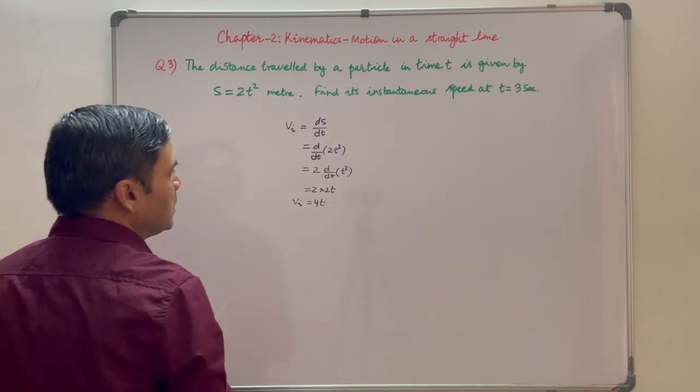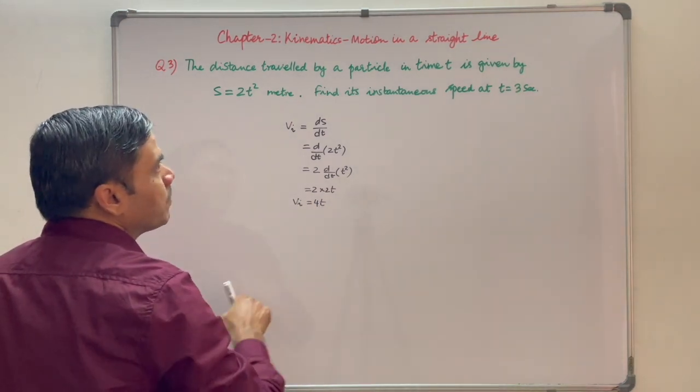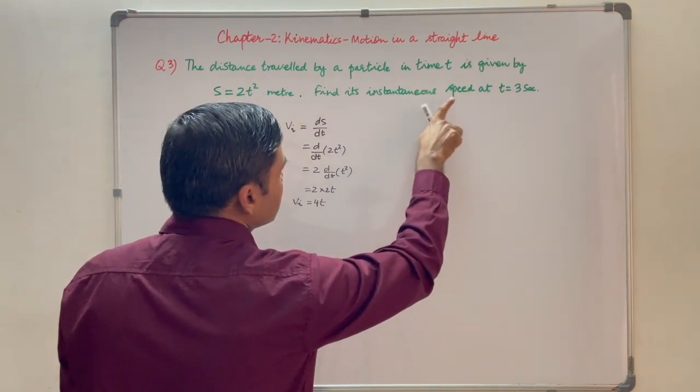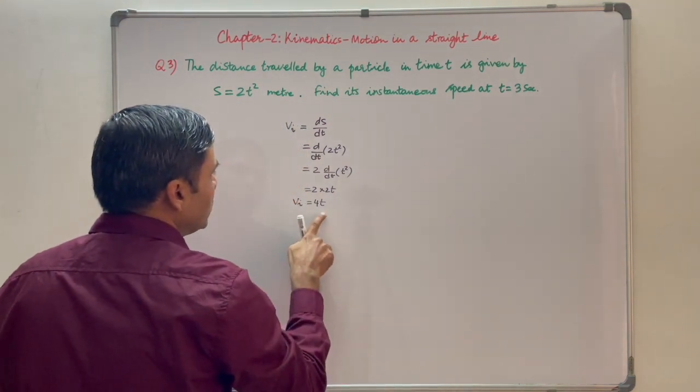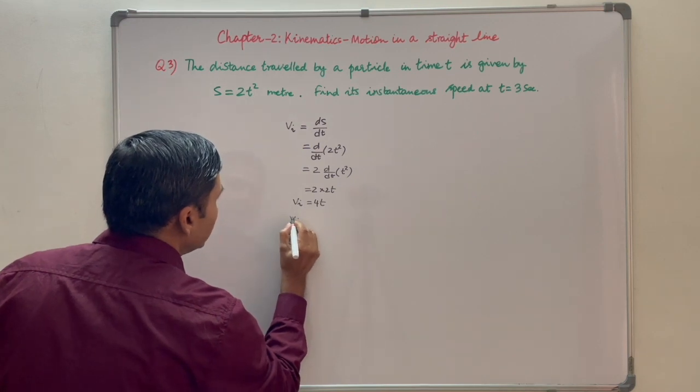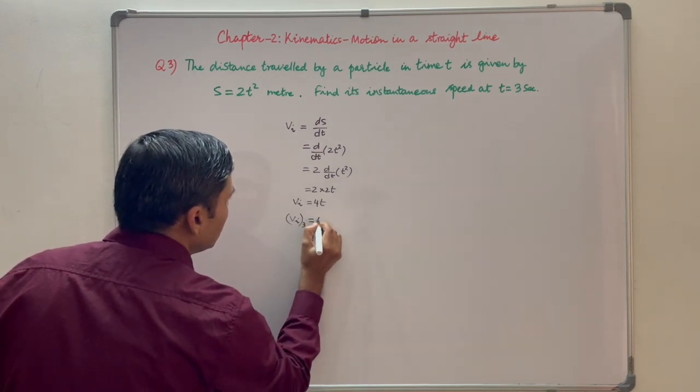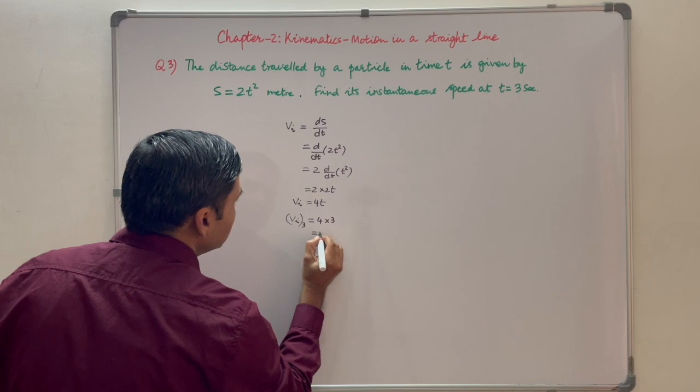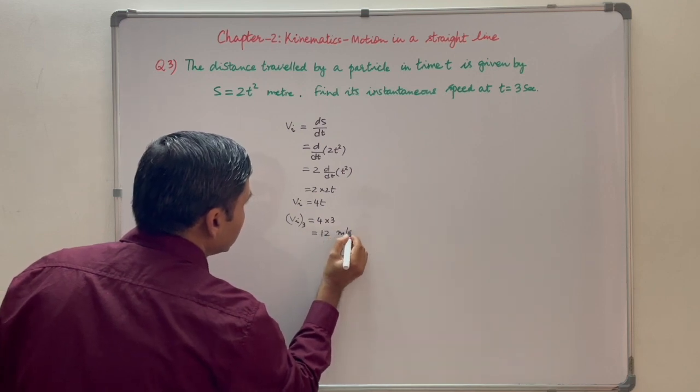So instantaneous speed is given by 4t. We have to calculate instantaneous speed at t is equal to 3. So put t is equal to 3. So vi at 3 will be equal to 4 into 3. That is 12 meter per second.